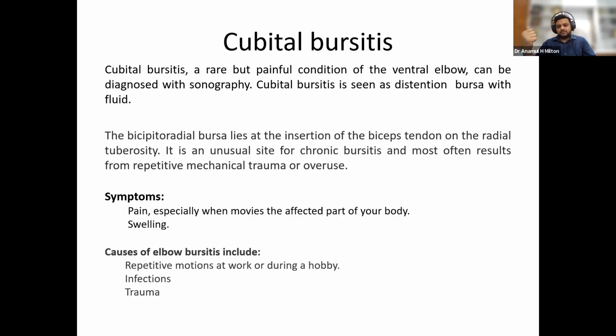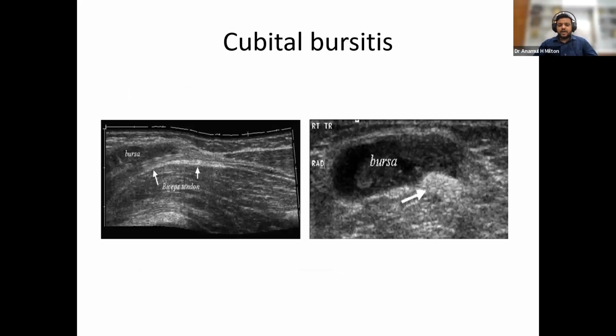So with friction, multiple trauma or repeated mechanical trauma or overuse of this tendon, it may cause inflammation or a collection in the bursa, especially the bicipitoradial bursa. So there is pain, warmth and swelling, and it's due to repeated overuse, infection and trauma. And in the cubital bursa, you can see the biceps tendon here, and here you can see the inflamed bursa and the collection in the bursa.